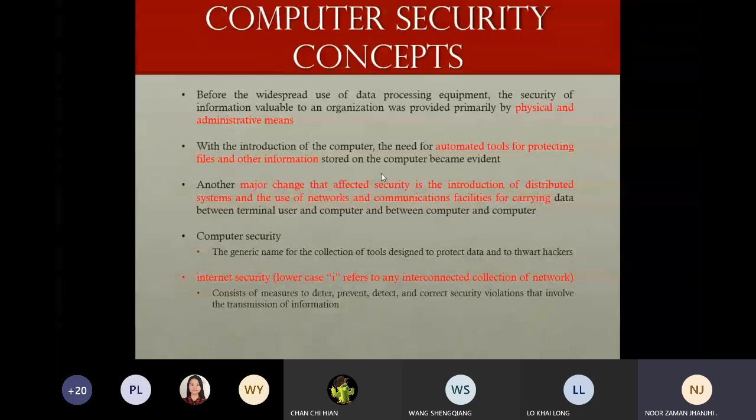When we talk about computer security, it's a very generic name. It actually refers to a collection of tools designed to protect data. But now, not only to protect the data on the computers, but also to protect the data on the network at the same time, and also internet security. You can see here that the lowercase i refers to interconnected collections of networks, so it could be any. Now our data is spread globally.